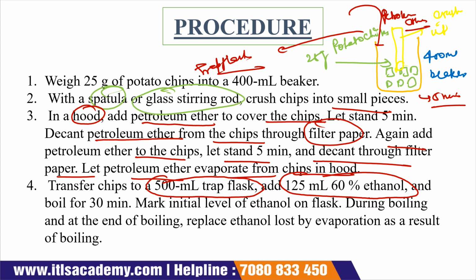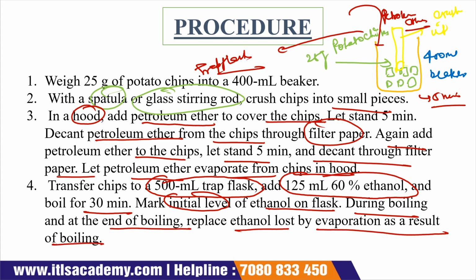And when we have added 60% ethanol, we boil it for 30 minutes, and during boiling, we mark the initial level of ethanol on the flask. During boiling and at the end of the boiling, replace the ethanol lost by evaporation as a result of boiling. So this is about the procedure of this experiment.